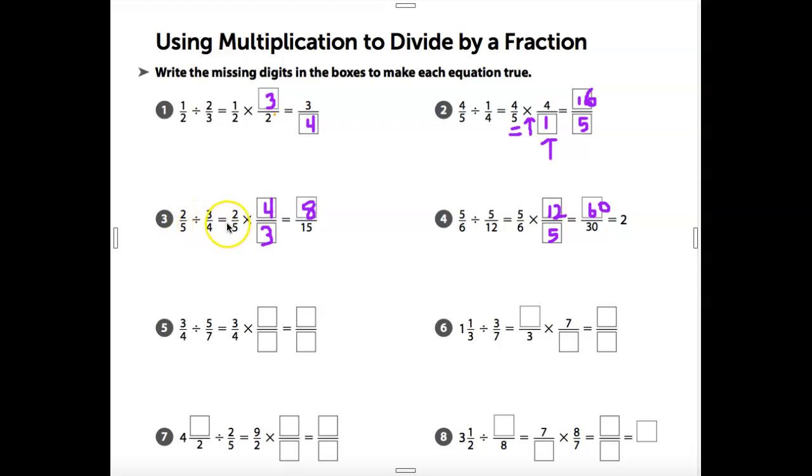All right, so keep the first, change division to multiplication, flip 4/3, you get 2 times 4 is 8, 5 times 3 is 15. All right, and then one more we'll do. 5/6 divided by 5/12. Keep 5/6, change division to multiplication, and then flip 5/12 to 12/5 and multiply. 5 times 12 is 60. 6 times 5 is 30. 60 divided by 30 is 2.